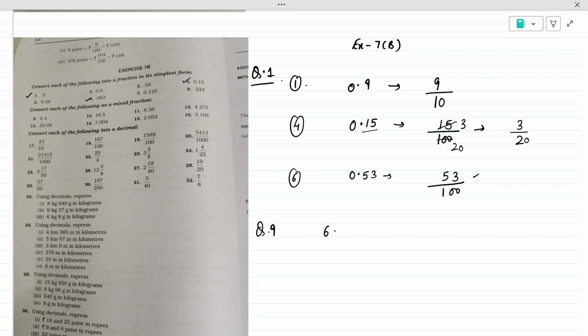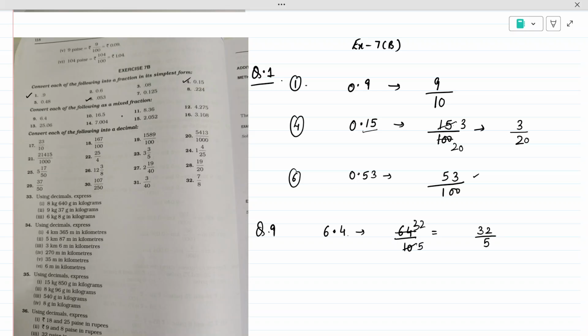Okay, so we have 6.4 and we can write this as 64 by 10. Why? Because after the decimal there is only one place, so 10. Now let us try to reduce to the simplest form. Both of these have 2 as a common factor, so let's divide both numerator and denominator by 2. So we have 2 into 2, 2 into 3, 6, 2 into 2, 4 and 2 into 5, 10. So we are getting this fraction as 32 by 5.